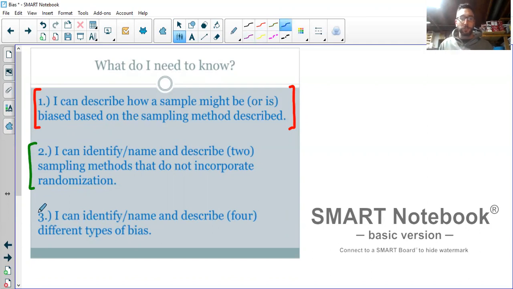And then the third thing, this is probably more likely a multiple choice style question. We're going to look at 4 types of bias. If we're given a context, a situation, how a sample has been collected, a sampling method, we might have to identify what we think is going to be the most prevalent type of bias in that scenario. So those are our goals.